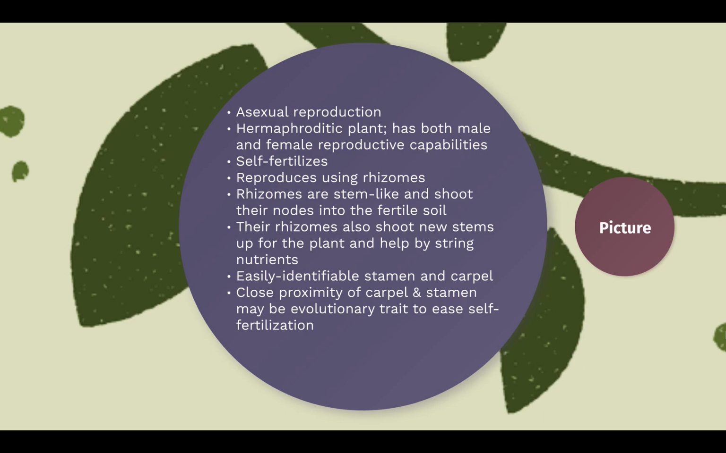The stamen and carpel can be easily identified, which you will see in the next slide, and it makes it clear how this plant can self-pollinate based on the close proximity of these parts. It is assumed that this close proximity is an evolutionary trait that was passed down to ease self-fertilization.